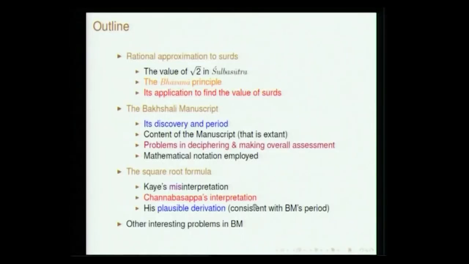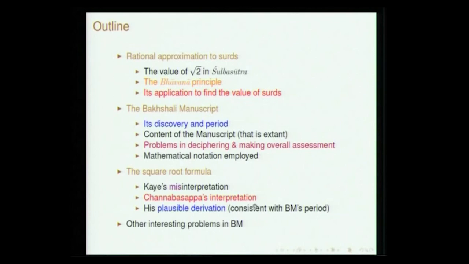illustrate how this principle can be used to derive a certain expression which we found in Shulva Sutras. Shulva Sutra gave a very interesting expression for the value of root 2. It was expressed in the form of a sum of rational numbers, and we will now see how that same expression can be arrived at by the application of the Bhavana principle. That is the first part of our discussion, and then we will illustrate with one more example and then move on to the Bakhshali manuscript.